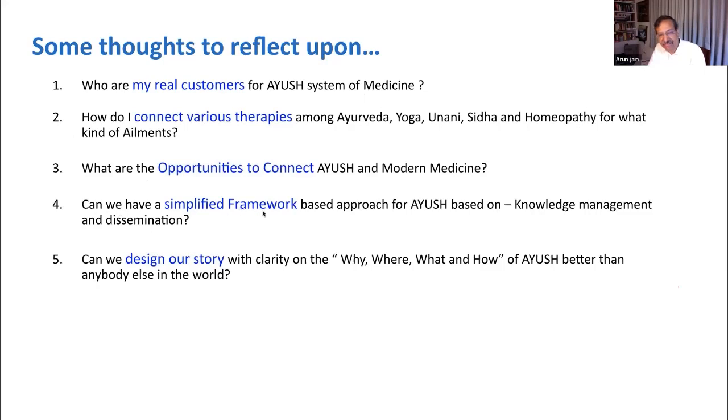Can we have a simplified framework-based approach for AYUSH-based knowledge management systems and dissemination? Can we design our story with clarity on the why, where, what, and how of AYUSH better than anybody else in the world? What are we best at in the world? We need to pick up 2 stories or 5 stories or 7 stories in which we are the best in the world. All of us should have 100% conviction that nobody can put a doubt in those 7 stories and nobody can break open that story. And that's where we can differentiate ourselves in the whole system of AYUSH to become an addictive adoption.